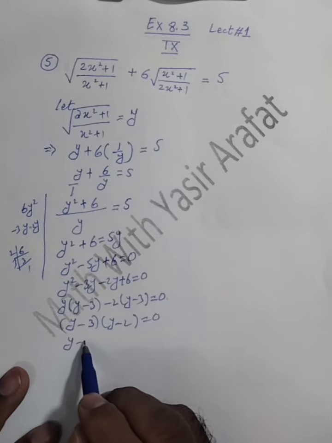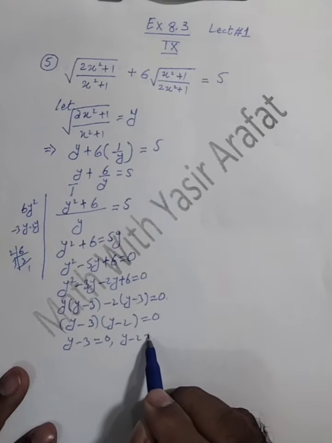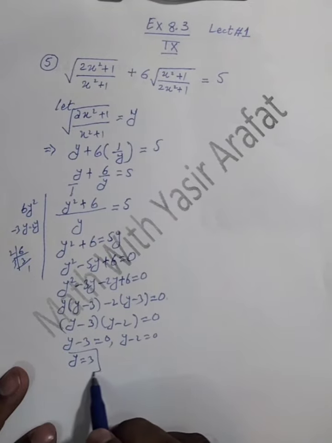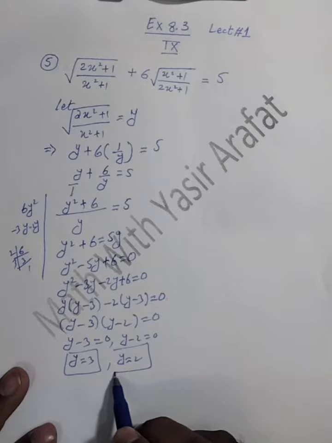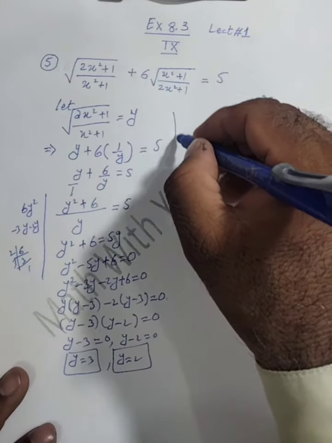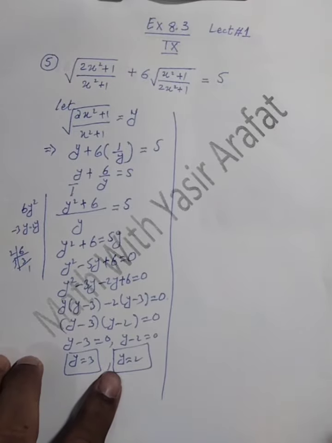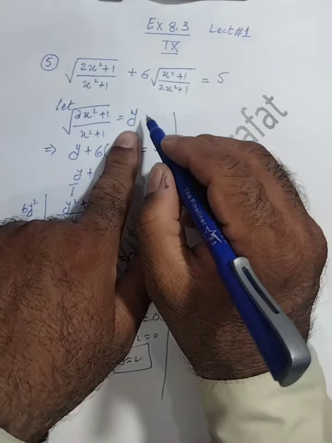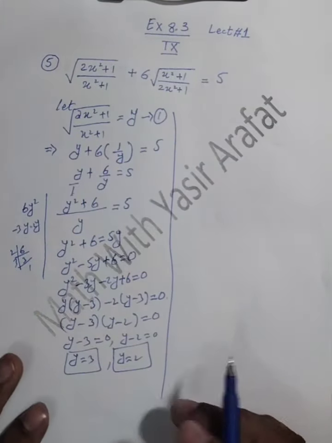Both factors are equal to 0, so they will be 1 by 1 equal to 0. So y is equals to 3. Y is equals to 2. So here we have two values of y, and 1 by 1 we have to put these two values in equation number 1 to find out the value of x.